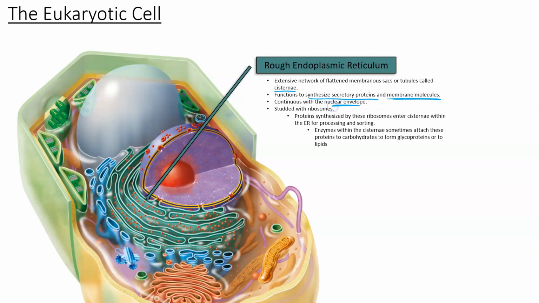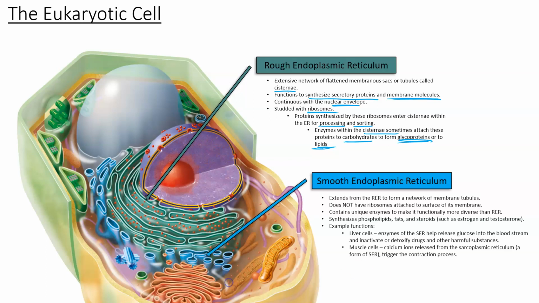It is continuous with the nuclear envelope, and it is studded with ribosomes, because the ribosomes are the machines that make the proteins that are then processed and sorted before being sent to the Golgi for modification, repackaging, and labeling for protein export out of the cell. Enzymes within the cisternae will attach proteins and carbohydrates to form glycoproteins, and will attach those to lipids, and then those will be sent to reach the membrane, ultimately to become integral parts of that membrane.